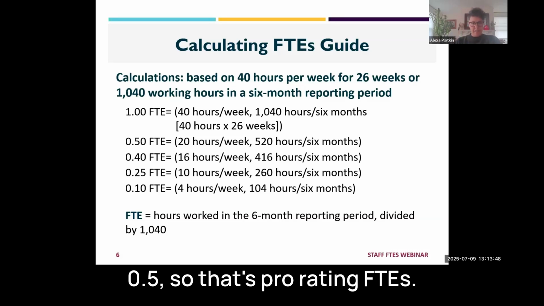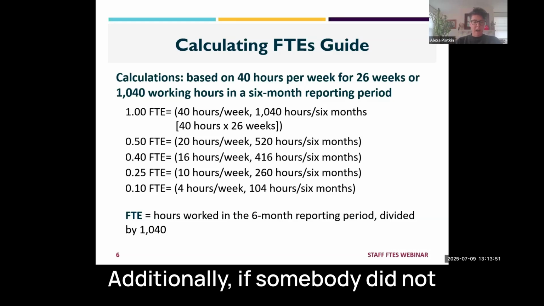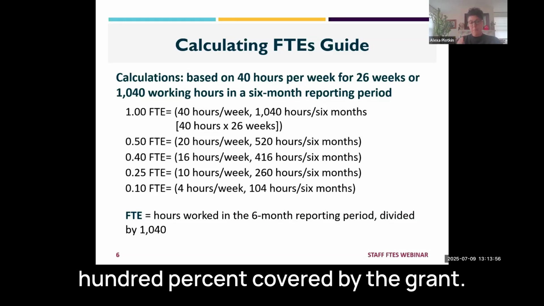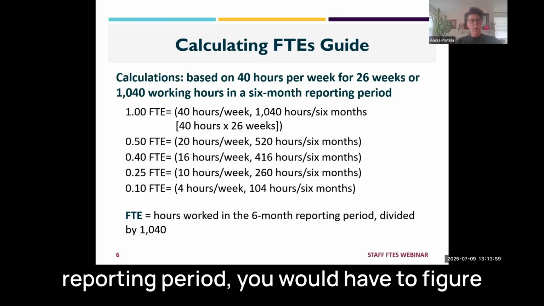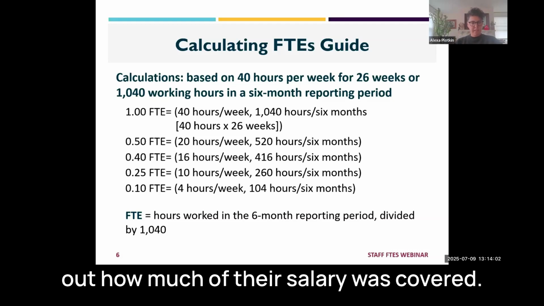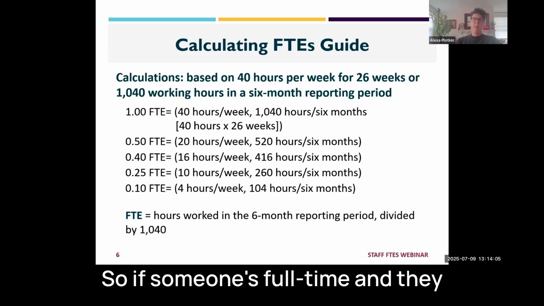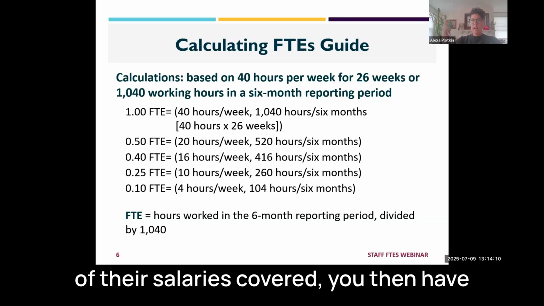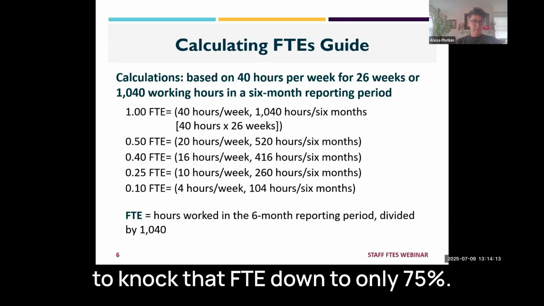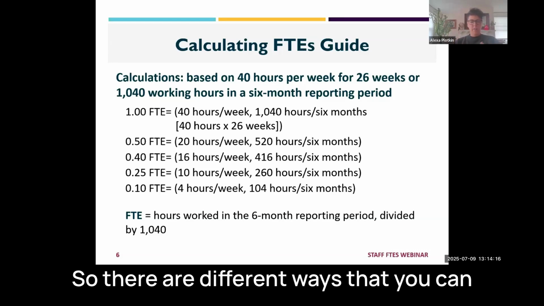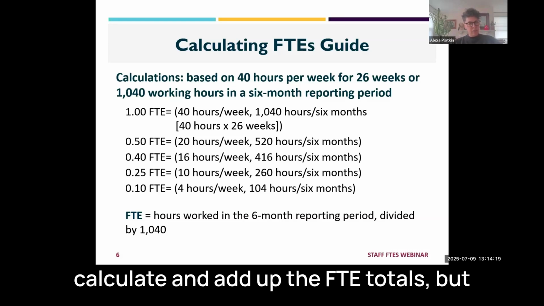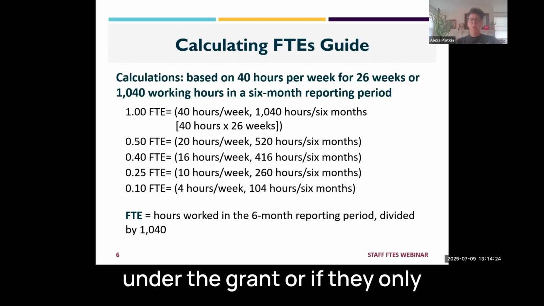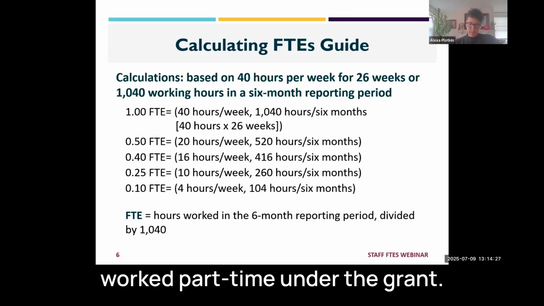So that's prorating FTEs. Additionally, if somebody did not have their salary 100% covered by the grant, but they worked full-time during the reporting period, you would have to figure out how much of their salary was covered. So if someone's full-time and they would be a 1.00 FTE, but say only 75% of their salary is covered, you then have to knock that FTE down to only 75%. So there are different ways that you can calculate and add up the FTE totals, but you have to take into consideration if somebody was fully funded under the grant or if they only worked part-time under the grant.